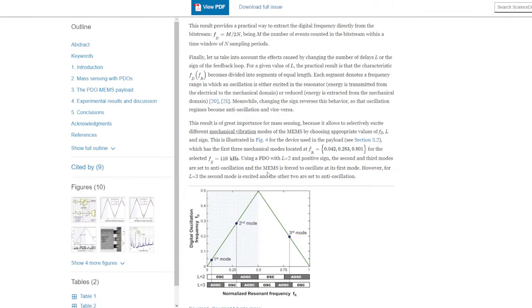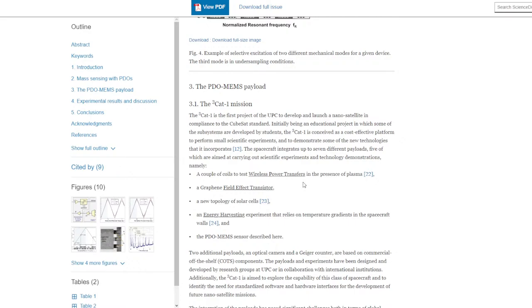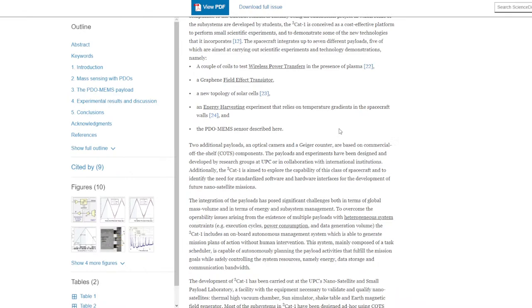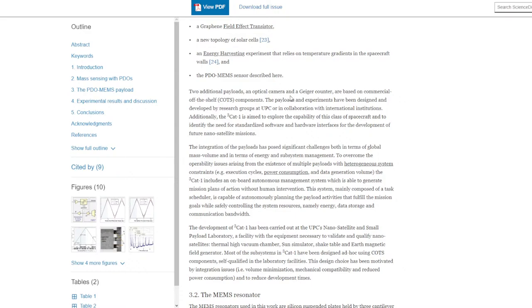Cat 1 mission. Launch a nano satellite in compliance to the CubeSat standard. Initially being an educational project in which some of the subsystems are developed by students. Yep, this is exactly what I wanted. Two initial payloads, an optical camera, and a Geiger counter. Oh, shoot! Geiger counter! That is actually a pretty good idea.